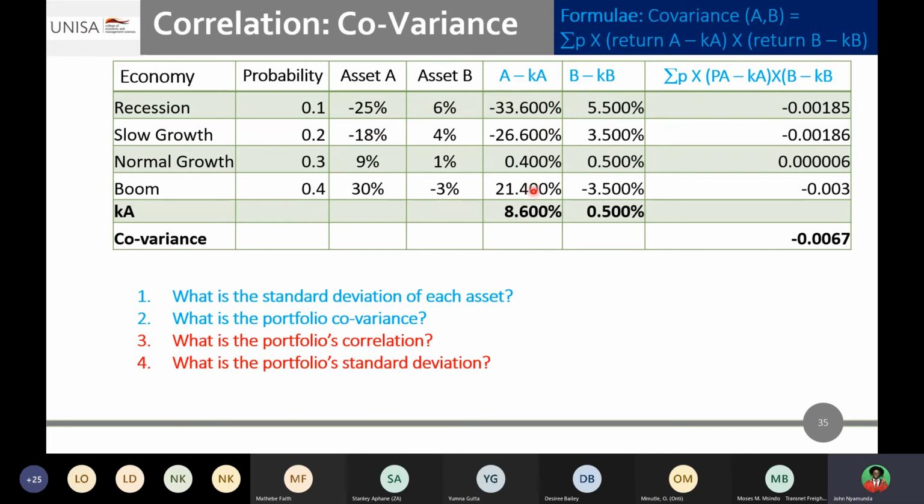So you are saying A minus expected return 8.6, that minus that. Okay, sorry. A minus 18 minus that gives you minus 26. 9 minus that gives you that. 30 minus that gives you that. Then you do that with B. Then when you multiply, you get this. So the portfolio covariance is 0.0 minus 0.067.